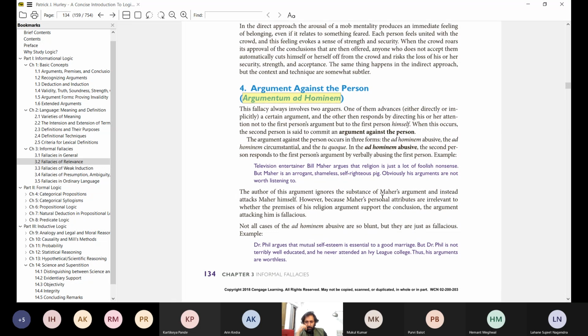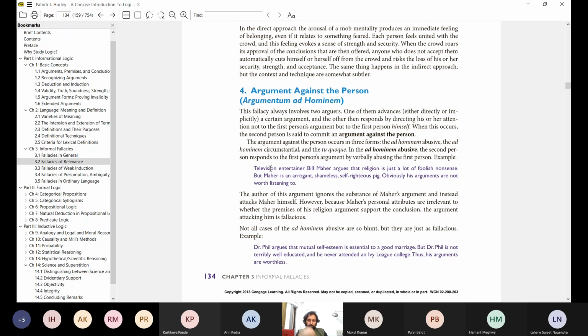Hemant, you can go ahead and read some of the examples. Let's start with this television entertainer, Bill Maher. Television entertainer Bill Maher argues that religion is just a lot of foolish nonsense, but Maher is an arrogant, shameless, self-righteous pig. Obviously, his arguments are not worth listening to. Okay, now let's look at this other one.